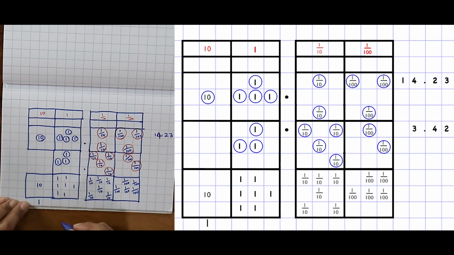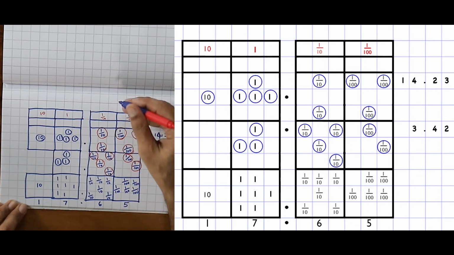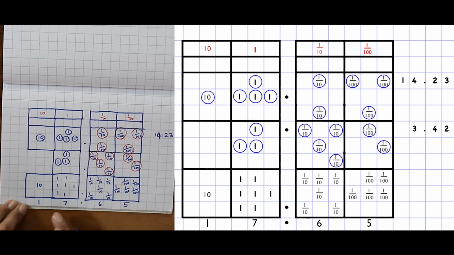1 box of 10. 7 boxes in the units. How many are in 1/10? 1, 2, 3, 4, 5, 6. And in 100s, 1, 2, 3, 4, 5 boxes. So, in this representational stage, the answer we got is 17.65. We shouldn't call it 65, it is 17.65.